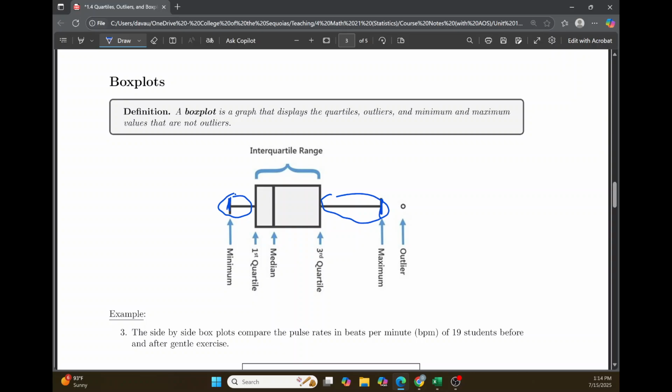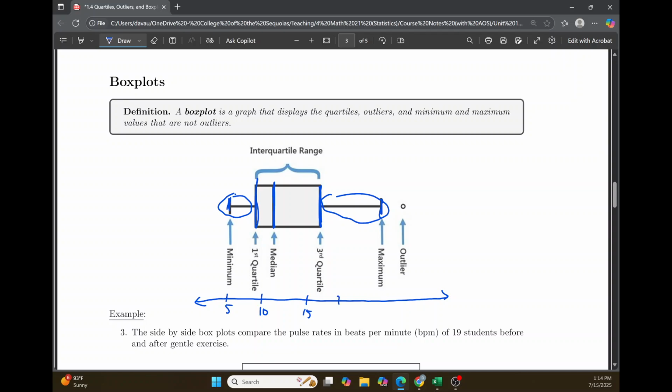As far as the box is concerned, the left boundary of the box is the first quartile, and the right boundary of the box is the third quartile. The line somewhere between those values is the second quartile, or in other words, the median. I didn't draw it here, but a box plot always has to be fitted to some kind of number line so that we know what these values are. So maybe this is like 5, 10, 15.